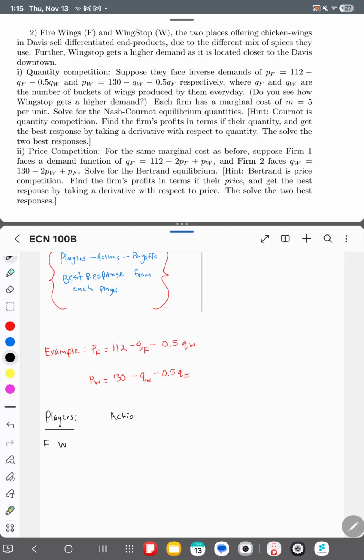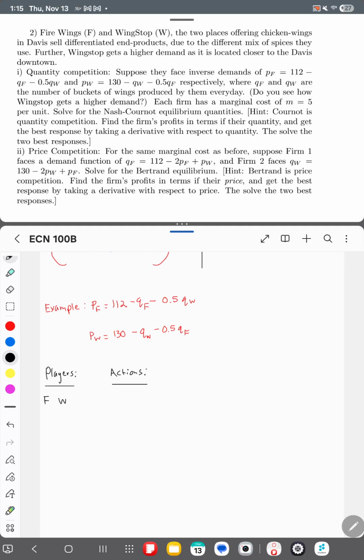And given this is Kuno's world, and Kuno says the firms compete on quantity, the actions have to be the quantity that these firms produce. So the actions need to be QF and QW. Okay? And then it comes to payoffs. What is different from the game theory problems we have done before is that I haven't given you a table where the payoffs are given, but the payoffs are simply going to be profits. The profits of the firms, pi f and pi w.